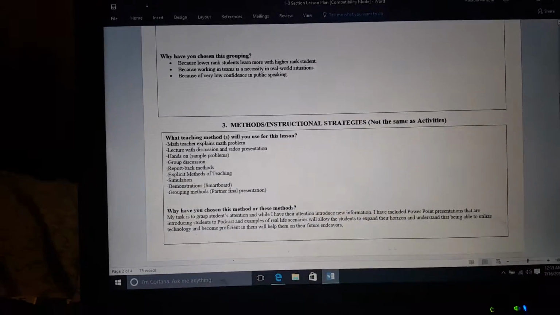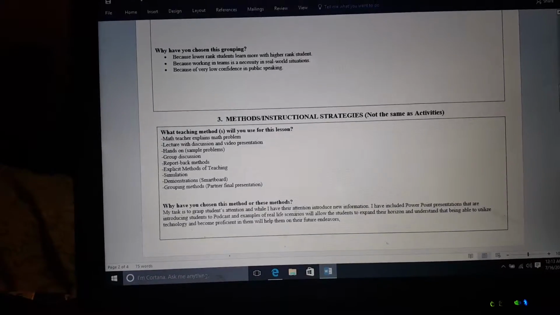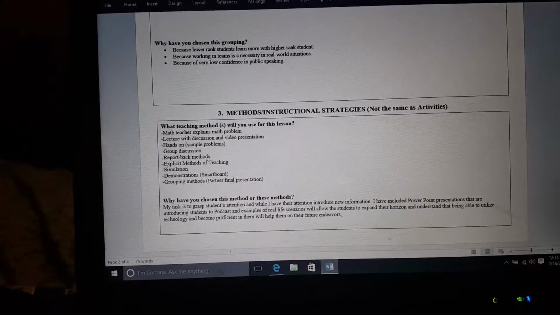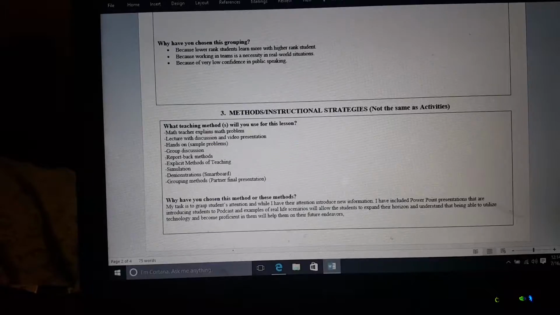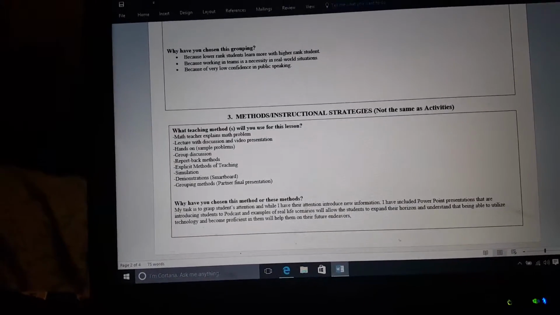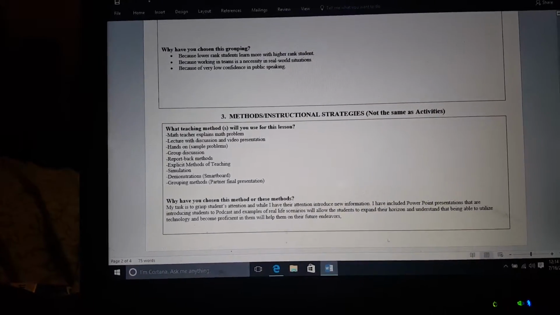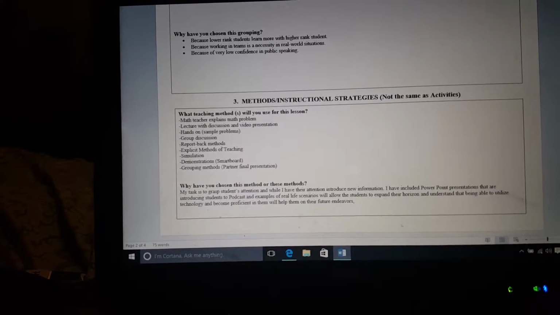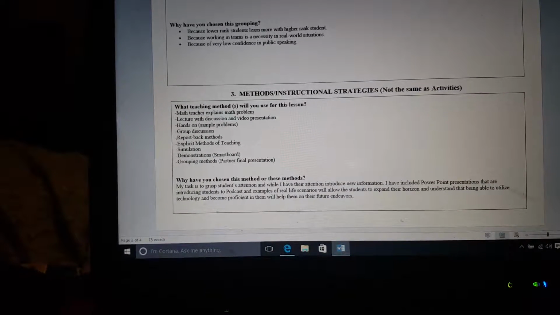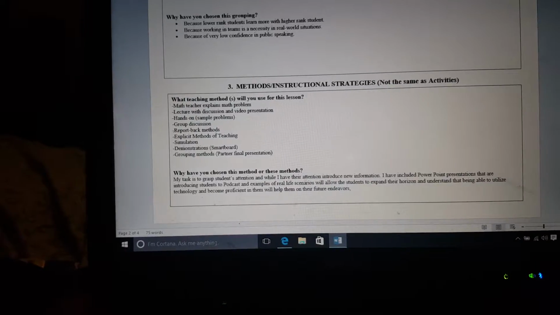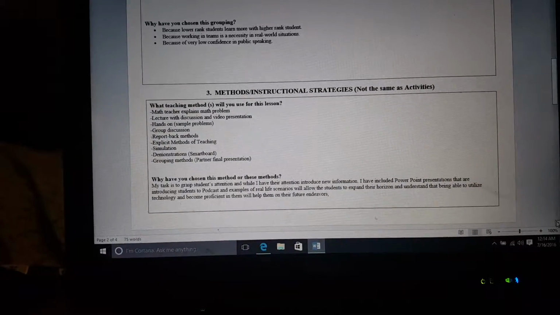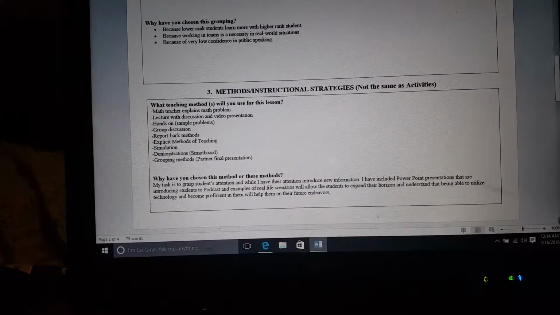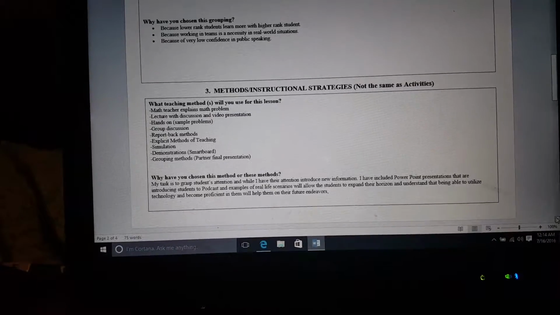Now, the last part, which is 3. What teaching method would you use for this lesson? I would do the math teacher explains the math problem, which would be as a guest speaker. The lecture with discussion and video presentation to show them what I expected of them. Hands-on, which is a simple problem that I would create. Group discussion, report back methods is something they would have to do in order for me to know what they did in their group. That would be a guideline for presentation points.